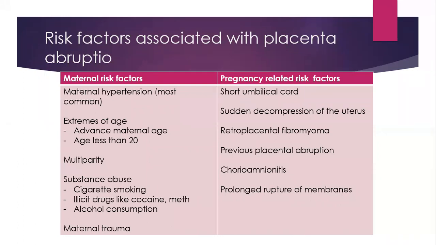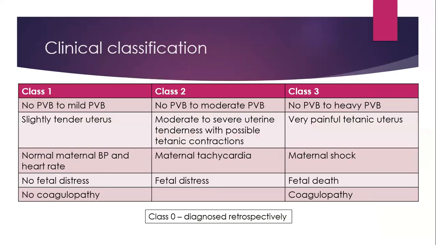Something like a previous placental abruption will put you at higher risk of having an abruption again. And then prolonged rupture of membranes, which is associated with chorioamnionitis. This will cause the fetal part of the placenta to shear from the maternal side. So this is that 1% where it's actually on the fetal side where the separation happens, and that is because of the infection that's causing the vessels on the fetal side to be weak.